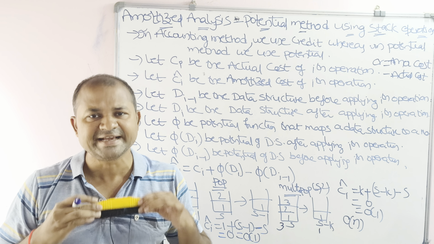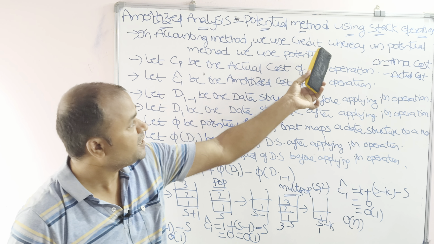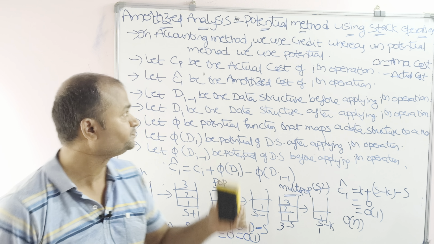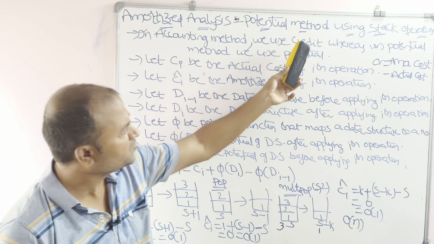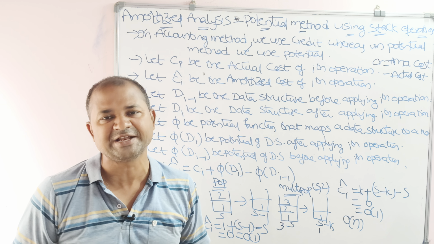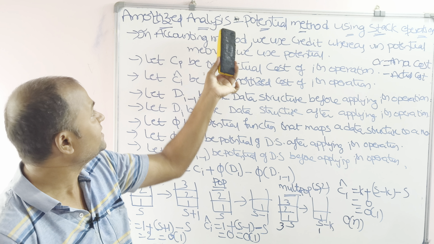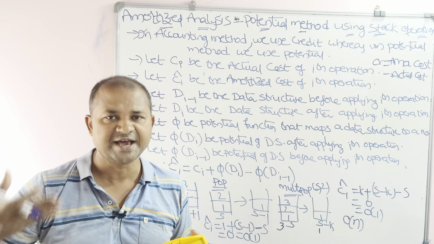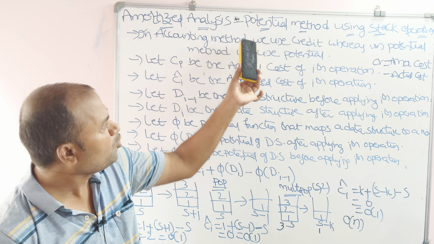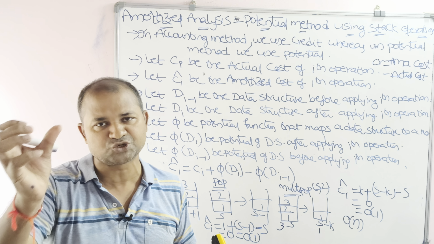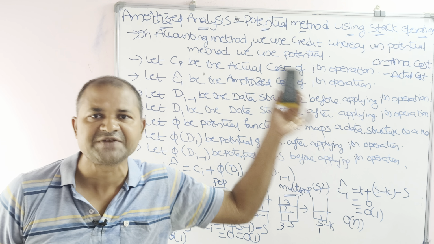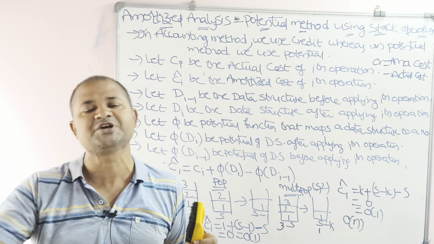And now let us discuss the potential method using stack operations in amortized analysis. In the accounting method we use credit, whereas in the potential method we use potential. We know that in amortized analysis we have three methods: aggregate method, accounting method, and potential method. In the accounting method we use credit for storing some data, whereas in the potential method in place of credit we will use potential or potential energy.